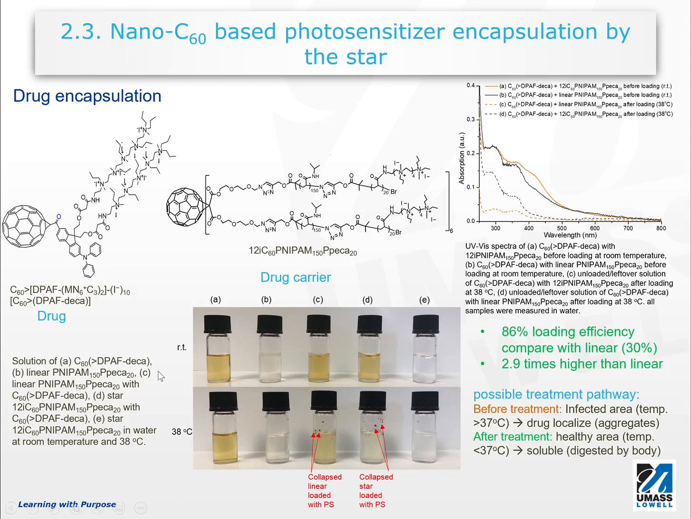So our drug has a brown color shown here, and this is the linear polynippon cationic charged chain. You can see before loading they are brown, and after loading they grab the drug and precipitate out, then stick on the side of the bottle, and you still see the remaining free solution is still brown.